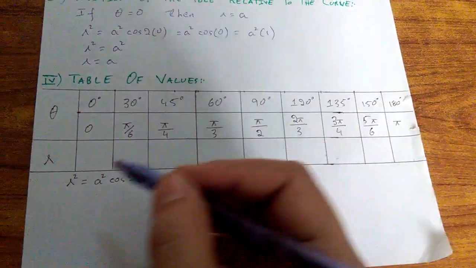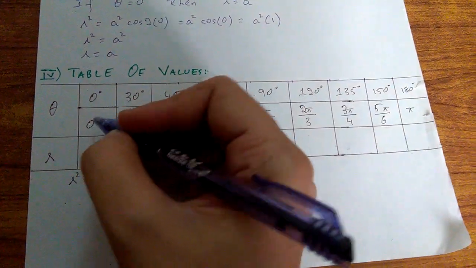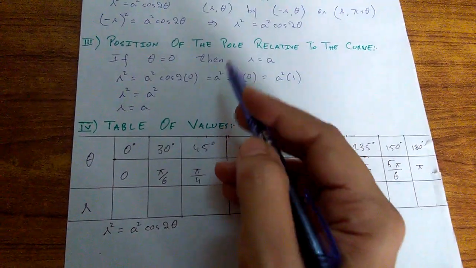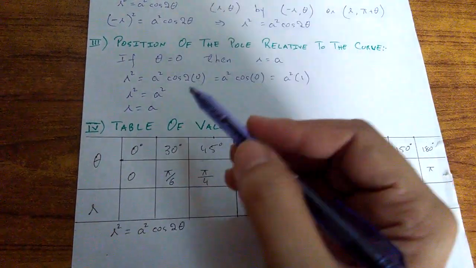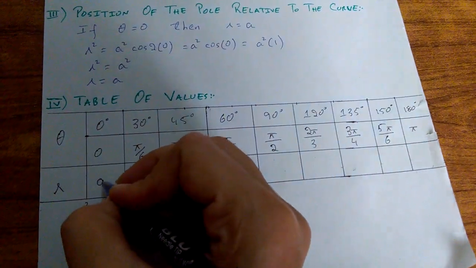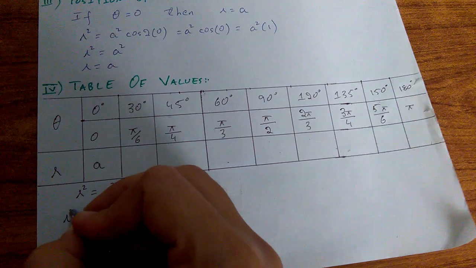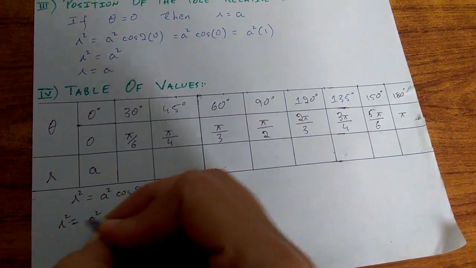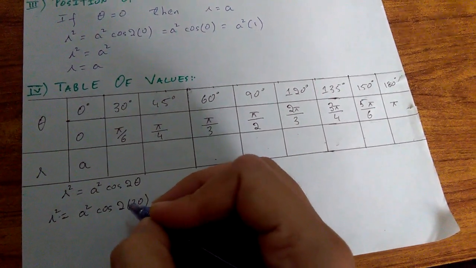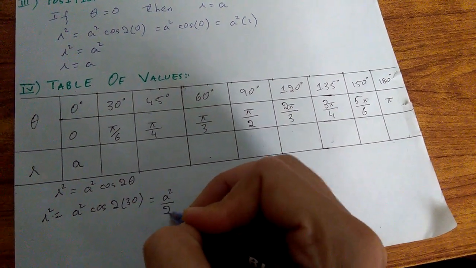So I'm just picking up my degree format to get a quick calculation. If I just put down my 0 here, as we have already done in the position of the pole point relative to the curve, if we put theta 0, the value of r is a. So we just write here r directly. As far as this is concerned, if I just put down over here 30, it becomes 60, so cos 60 is half, so it becomes this.